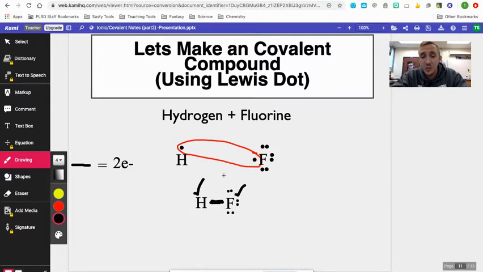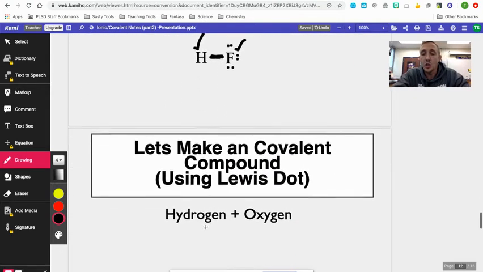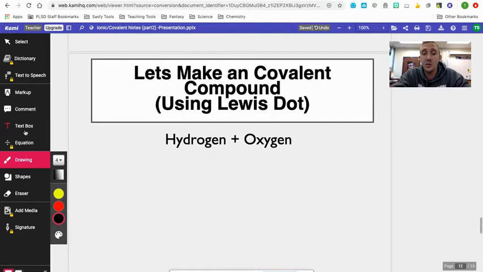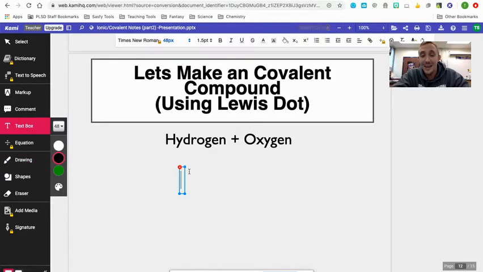This is how we draw a covalent bond. It's actually bonding, whereas in ionic, we were showing the distribution. These are not distributing. It's not giving or taking. It's sharing them. Looking at another covalent bond, let's do hydrogen and oxygen.